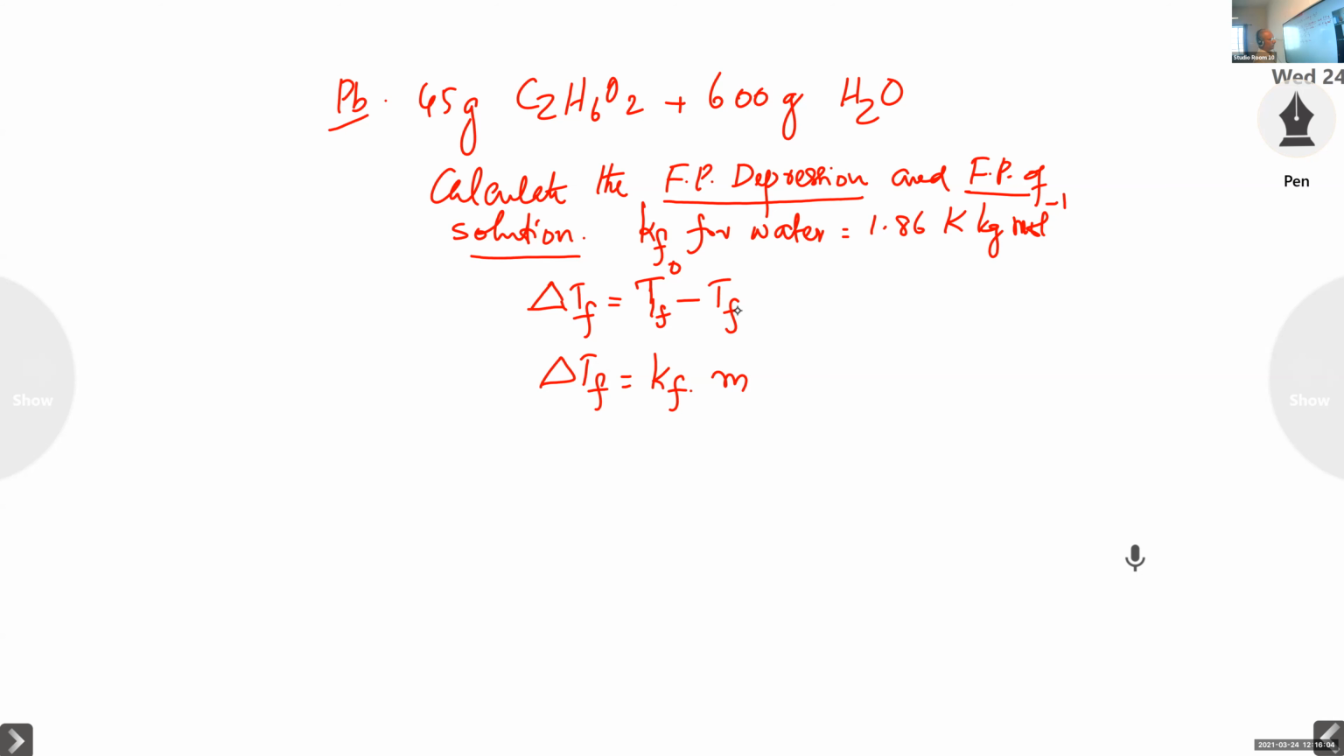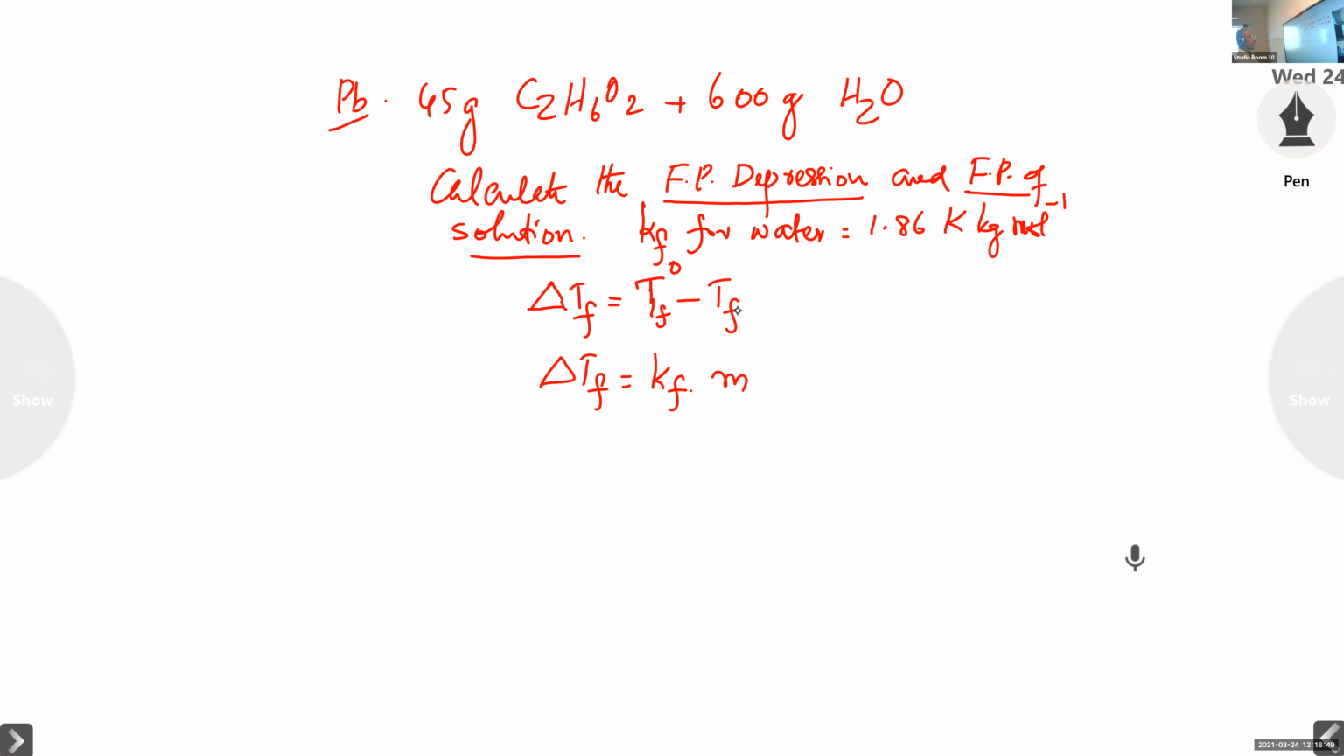What is delta Tf in the equation? Depression of freezing point. That is a depression of a freezing point. Calculate the freezing point depression, delta Tf. That is one question.